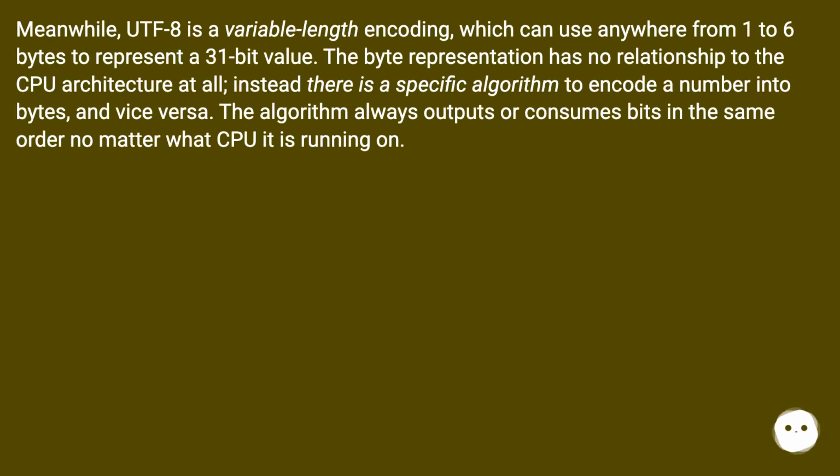Meanwhile, UTF-8 is a variable length encoding, which can use anywhere from 1 to 6 bytes to represent a 31-bit value. The byte representation has no relationship to the CPU architecture at all, instead there is a specific algorithm to encode a number into bytes, and vice versa. The algorithm always outputs or consumes bits in the same order no matter what CPU it is running on.